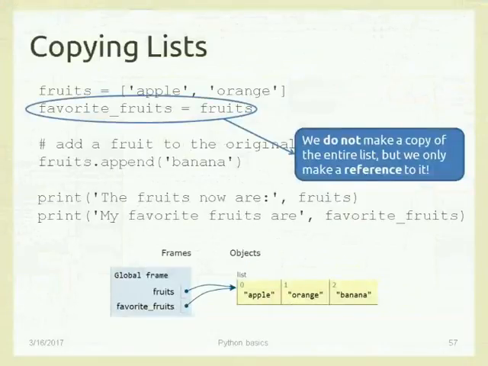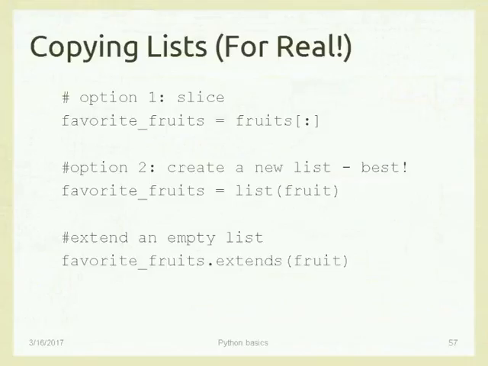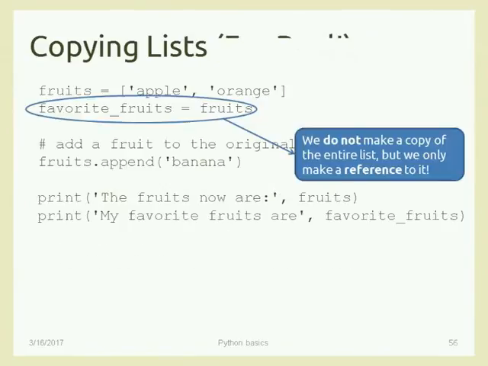If we want to copy a list, we have at least three different options. The first option is slicing. I told you that the slice operator will allow you to perform a copy of the list. This one here is also called a shallow copy of the list, because it's not a deep copy, it's not a copy of every single element of the list. It copies only the reference to the list.